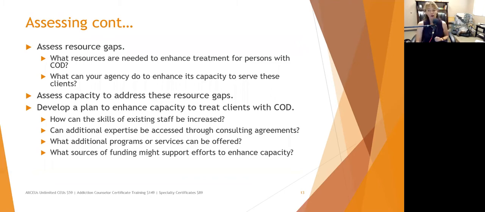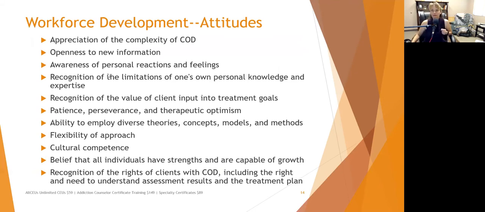Look for additional programs or services that you can offer, and look for sources of funding to support efforts to enhance capacity. SAMHSA has grants that they put out every single year, and every single year we would write grants. So it's competitive, but those grants are significant and can really help you enhance capacity if you're able to get one.